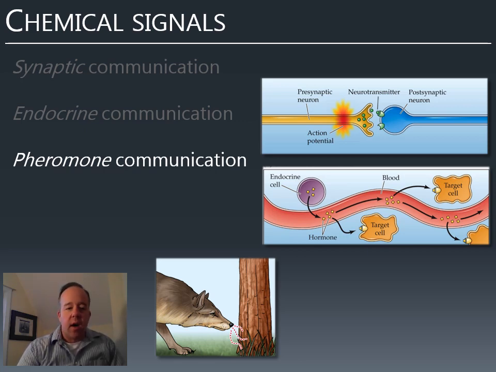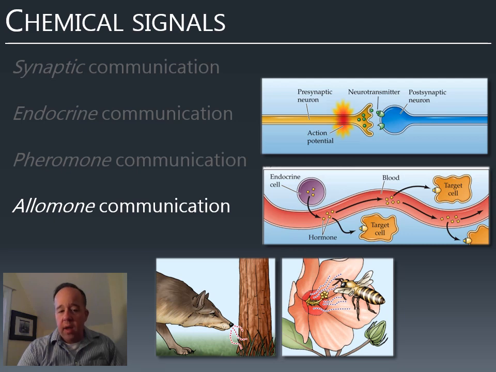This is a tree that has been marked by urine of another wolf, and so the wolf can pick up this signal, realize that that territory belongs to another wolf, and either leave the territory or perhaps engage in aggressive behavior against that territory's owner. But in either case, those pheromones are going to affect the behavior of the wolf doing the sniffing here. So one wolf releases the chemicals, another wolf picks them up, and it affects that wolf's behavior. So communication between members of a species.